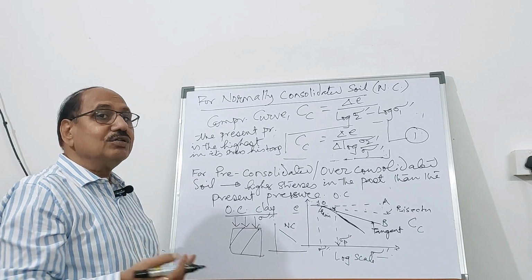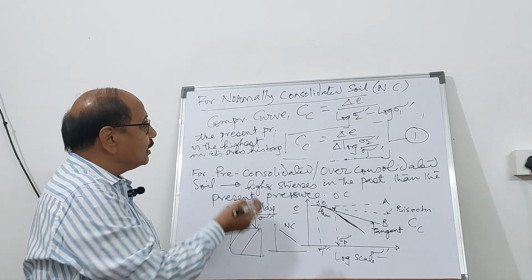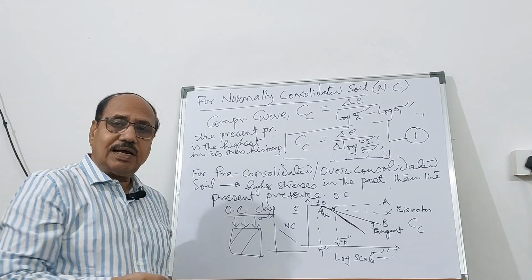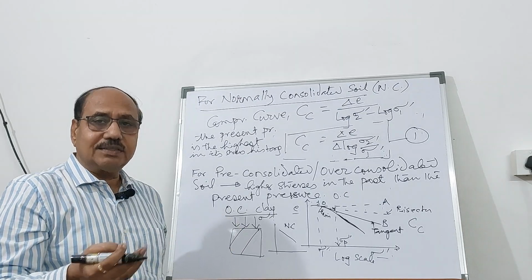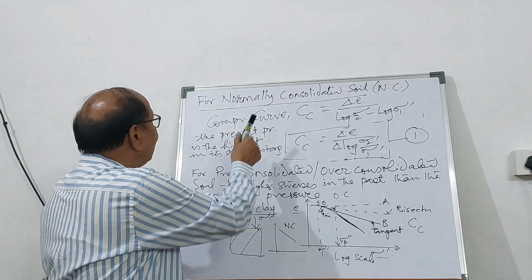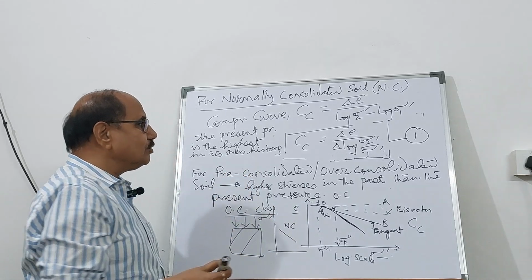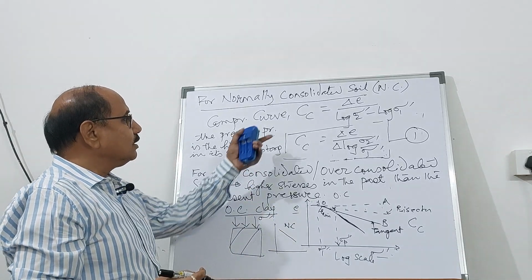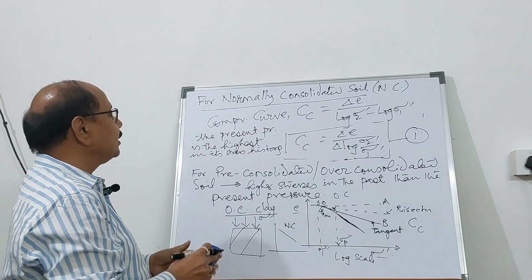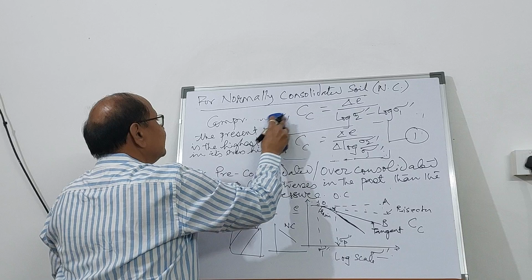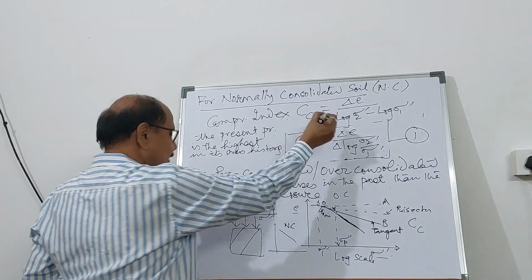The soil could be under-consolidated also. So these are the different conditions of the clay soil mass which I have explained to you, and I will be explaining further how to compute the settlement of normally consolidated soil, how to compute the settlement of pre-consolidated soil using the compression index. So this Cc is called the compression index.